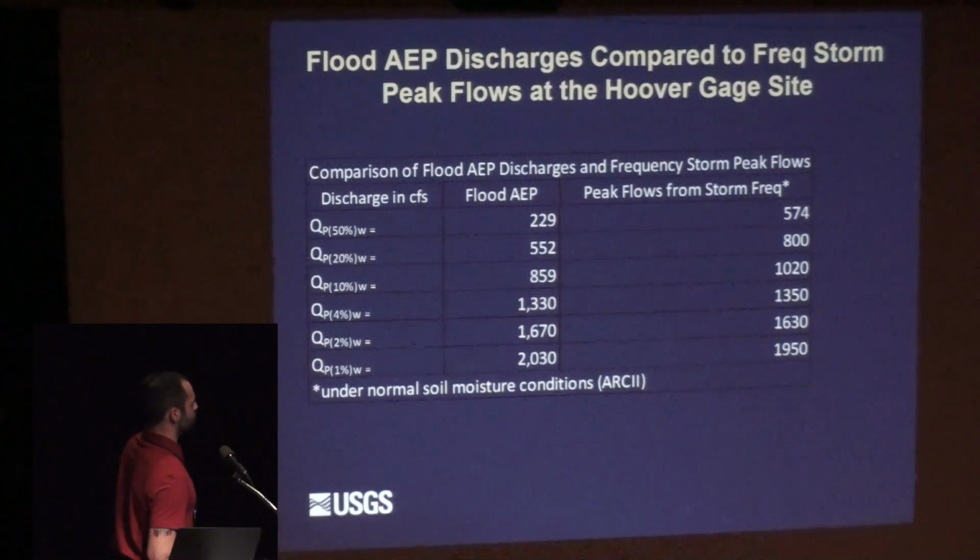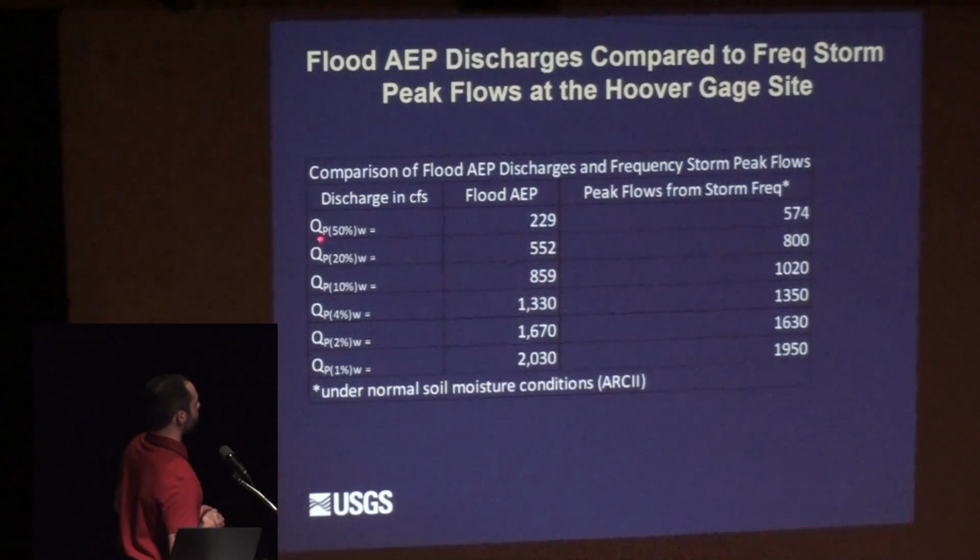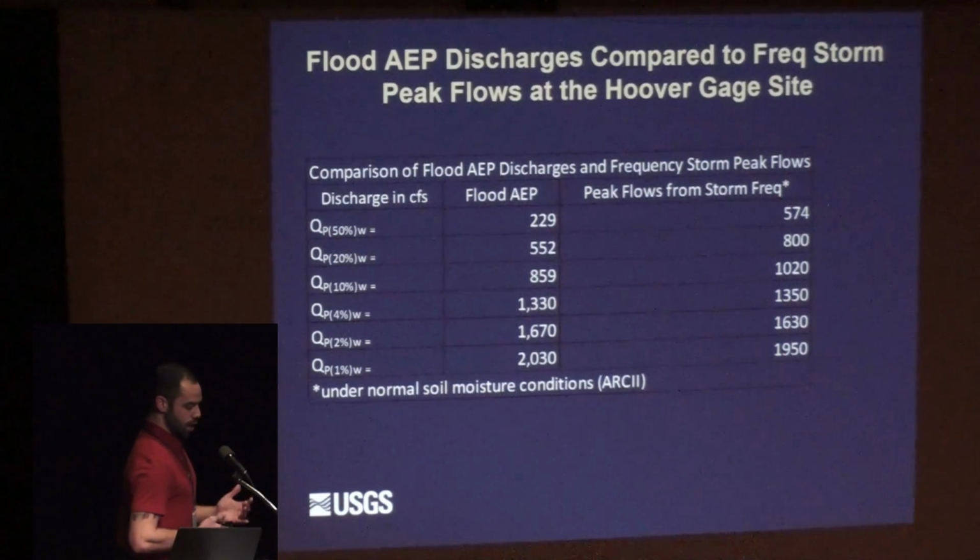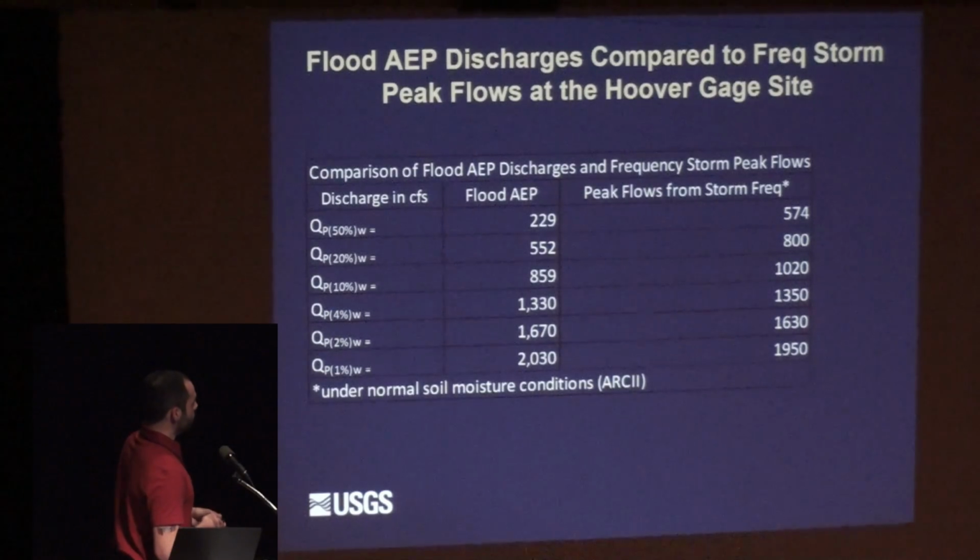So just for comparison reasons, I came up with the discharges from running these events. This would be your 2-year, 5, 10, 25, 50, 100-year event. This is a discharge that I'm getting off of those rain events, running your normal soil moisture conditions, your ARC2s. And this is just a comparison of your flood frequency discharges that uses statistics off of the gage to come up with frequency numbers.